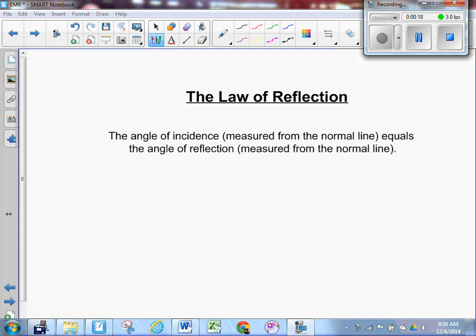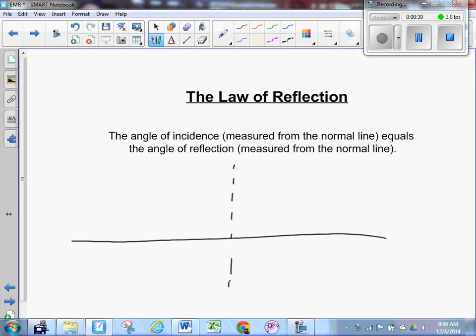It says the angle of incidence. We know what the angle of incidence is, right? We've talked about refraction. The angle of incidence is the angle of the ray of light that strikes the boundary with the normal line. This would be our angle of incidence. Theta 1, we'd call it right there.